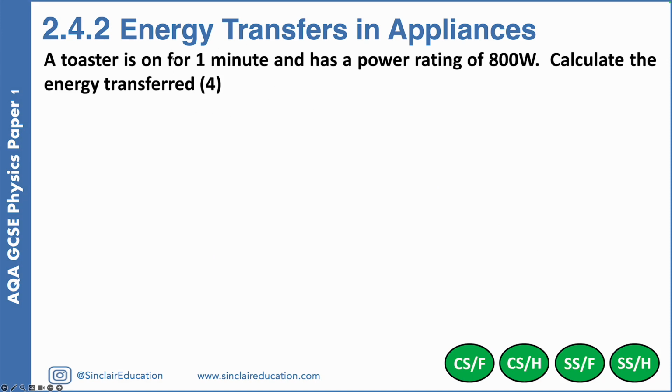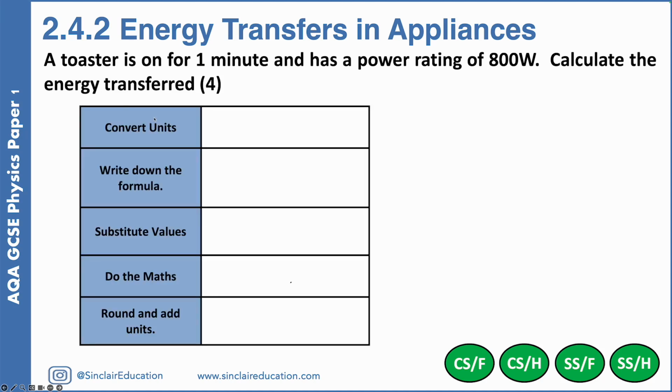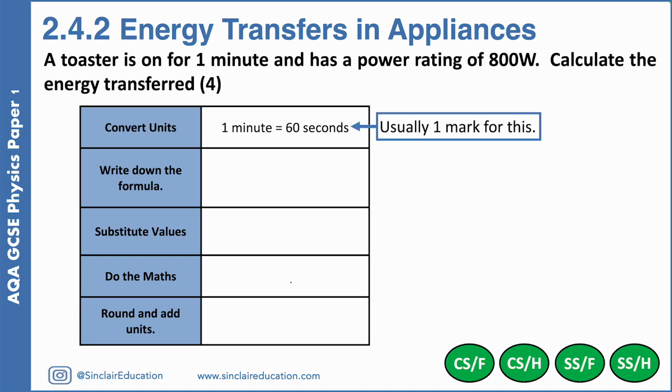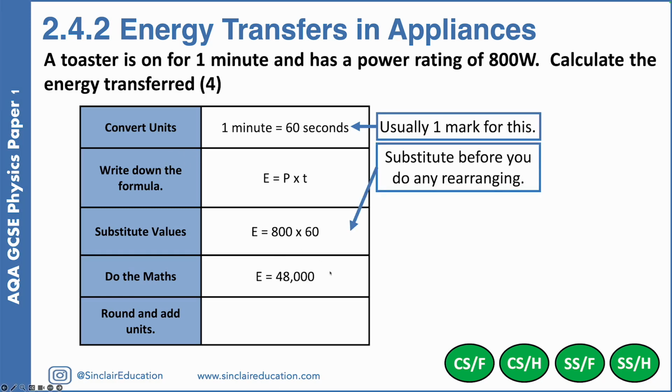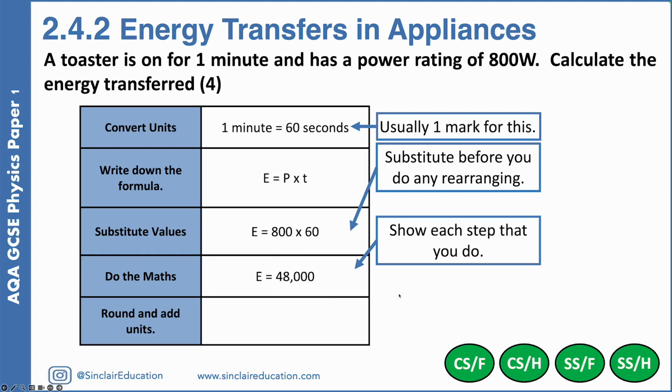So if we have a look, a toaster is on for 1 minute and has a power rating of 800 watts, and we're asked to find the energy transferred. So we'll go through, highlight our values, and in this case, our unit conversion is 1 minute, which will be 60 seconds. So slightly different unit conversion there. We'll write down our equation, substitute in our values, no rearranging needed, and find our final answer of 48,000 joules in this example.